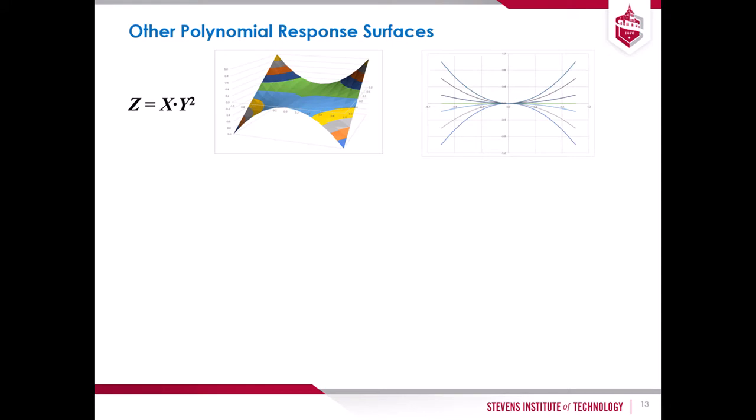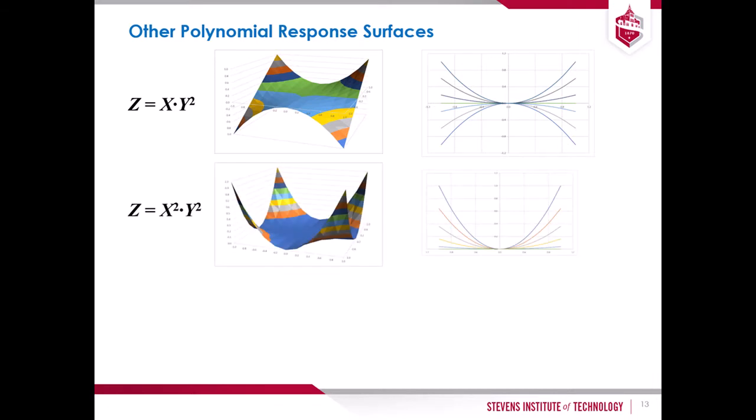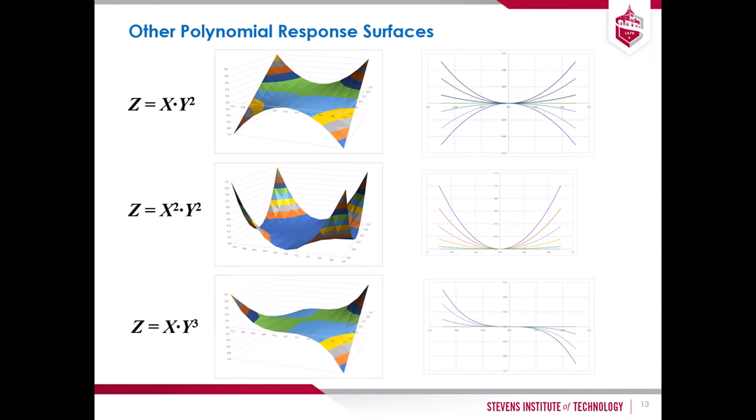And we can get into more complex shapes. XY squared is kind of a twisted surface like this. X squared, Y squared, even more complex. And each of these surfaces is a different behavior from the others. Here's X times Y cubed. Each one of these is unique.